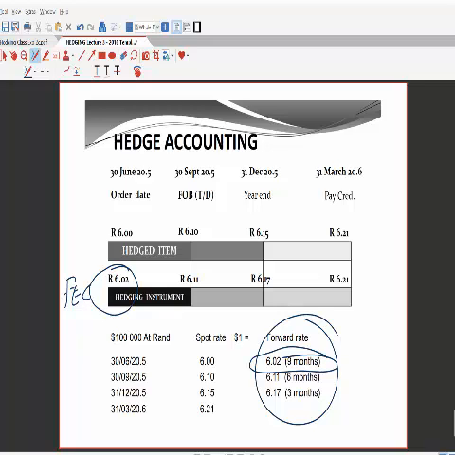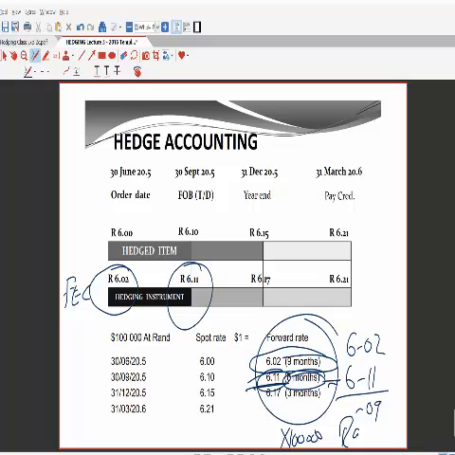And the only way we can value it is by comparing it with future FEC values. So on 30 September, we go to the bank and ask them, what will a 6-month contract be worth? And they tell you the 6-month contract would be worth 611. You compare that to the 602, and it's a 9 cents difference. Times that by your $100,000, and you get 9,000 rand, which was the movement.